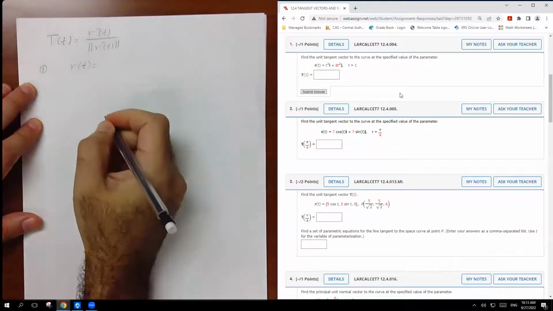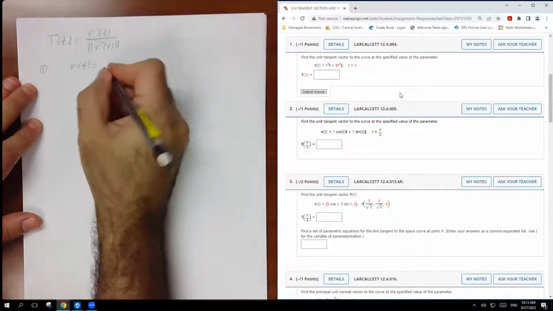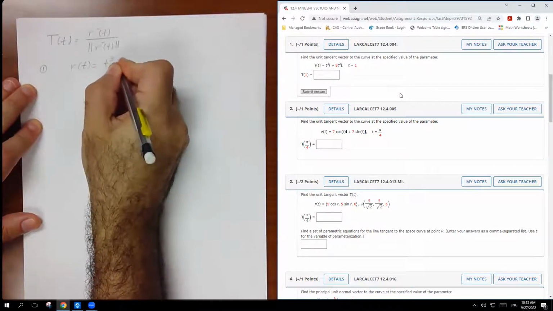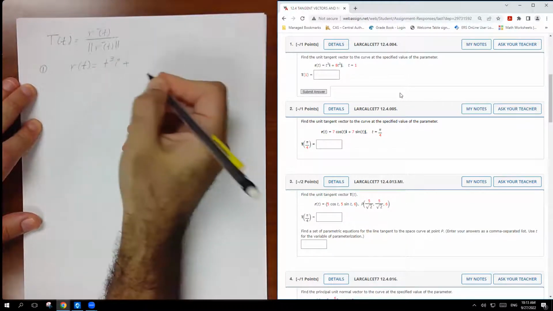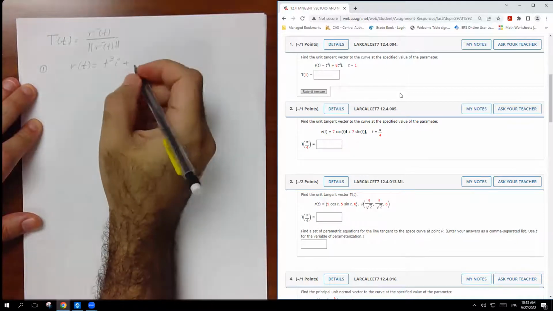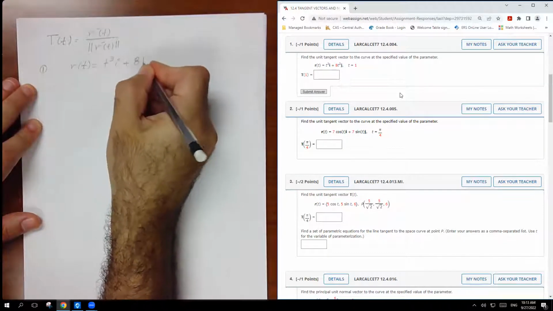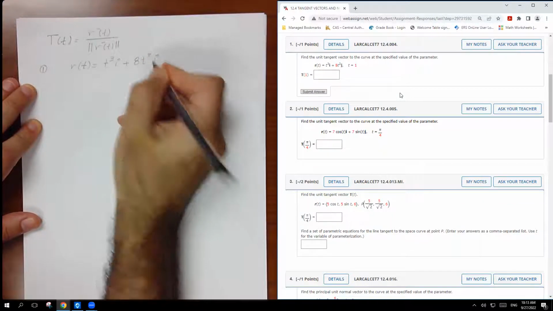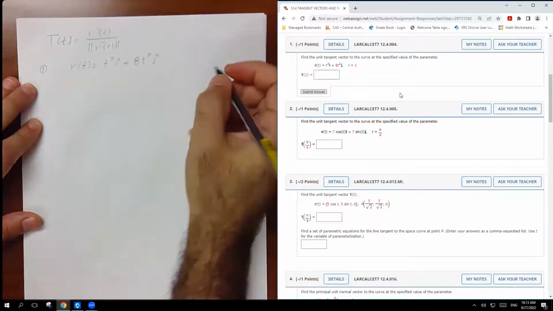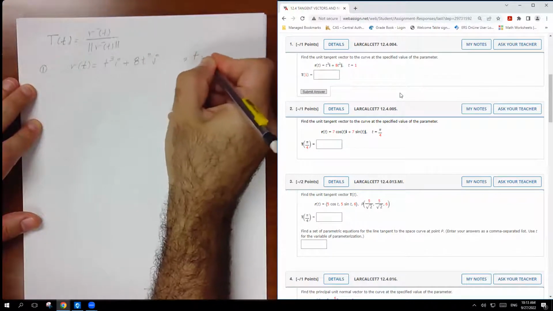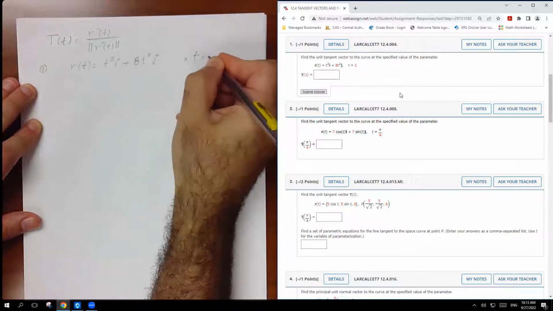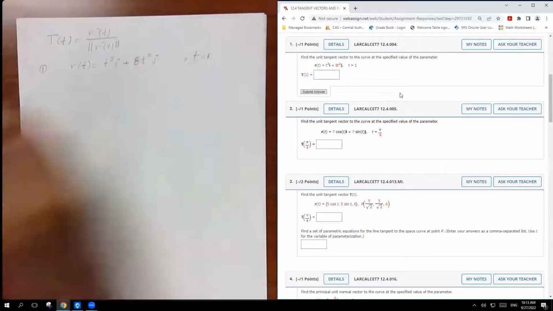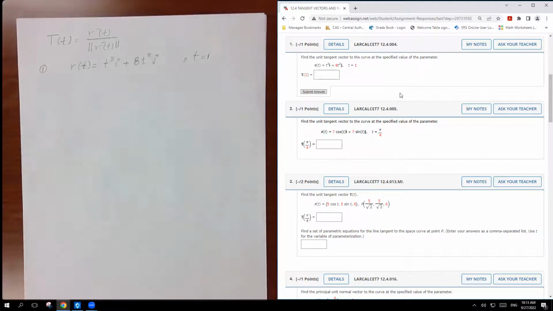So here's the curve, which is r of t equal t cubed i plus 8t squared j. And there's no k, so it's 2-dimensional, and t equal 1. So we're going to do exactly the same thing. Let me check if, yeah, there is a red part. That means it's going to change.